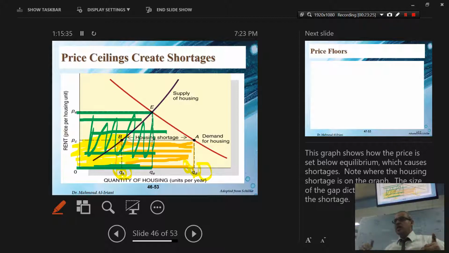Government control, the actual money is that first yellow area, and the loss in the economy is that area in orange. Are you guys okay with this? The orange is lost. It's lost real estate business that people want to rent, but they can't.